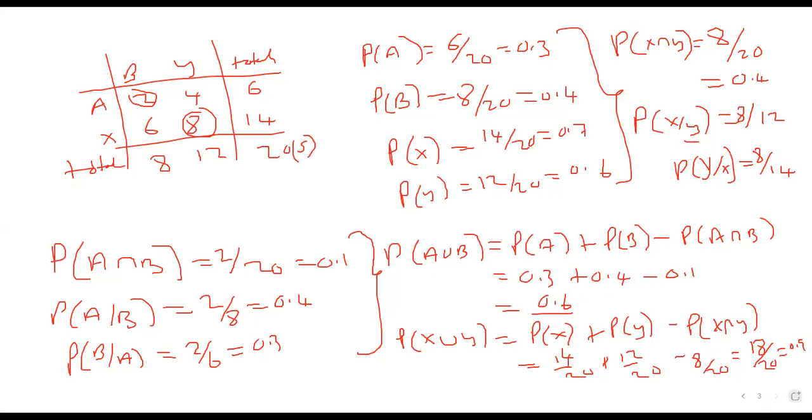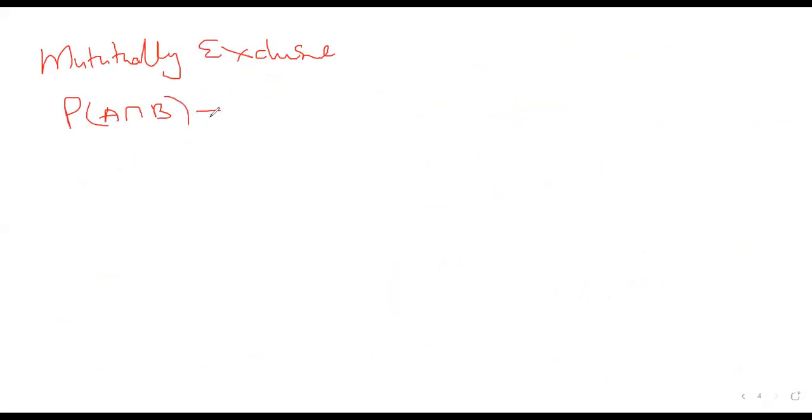Now, there are two rules that you also need to understand, rules of independence or mutual exclusivity. Mutually exclusive means you have nothing in common. So if events A and B are mutually exclusive, it means their intersection, A intersection B, is equal to 0. For independence, if you want to know whether two events are independent, the probability of A times the probability of B must be equal to the intersection.